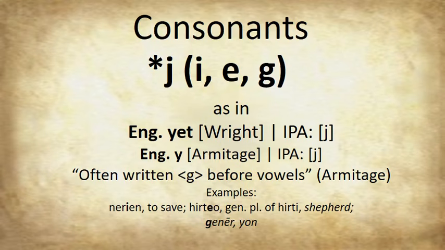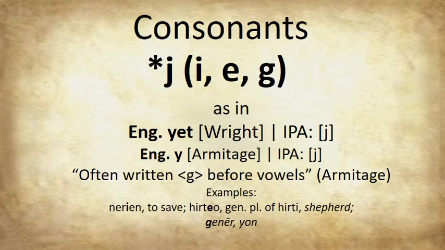Next we have asterisk J. So J does not appear in any Old High German manuscript, but instead we have I, E, and G to represent J. And this J sound is a Y sound, as in yet. For even Armitage, it's an English Y sound, which is comforting to know. So I won't mentally speculate and think of another palatal sound, but to make things simple and easy, a Y as in English. Interestingly enough, Armitage says often written G before vowels, which is interesting in and of itself.